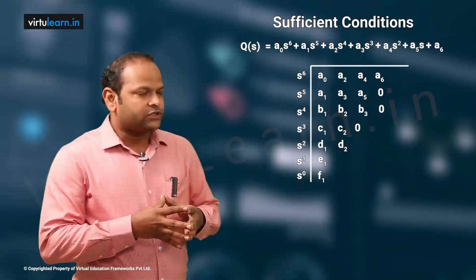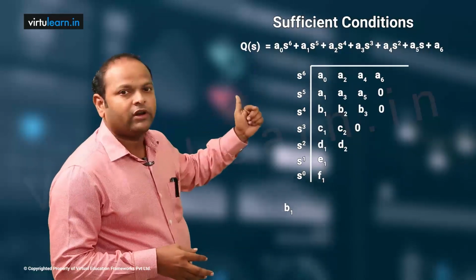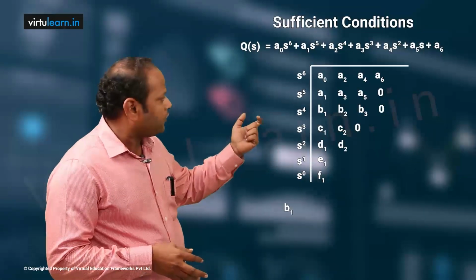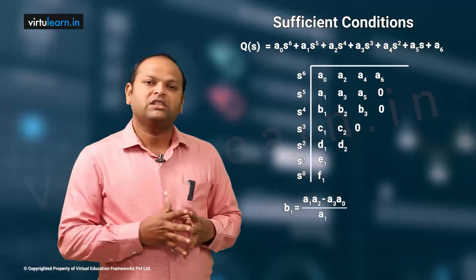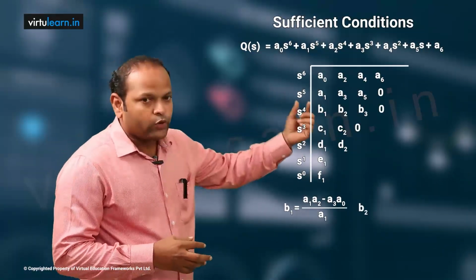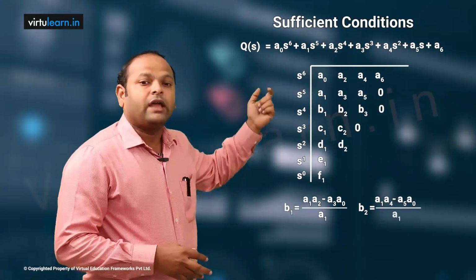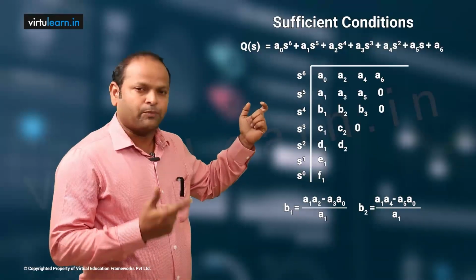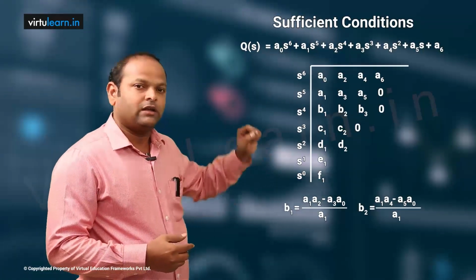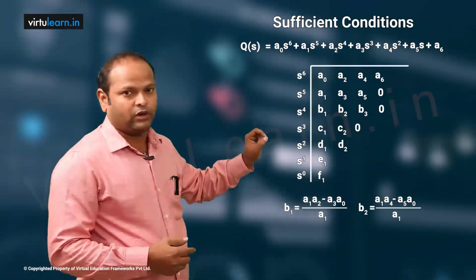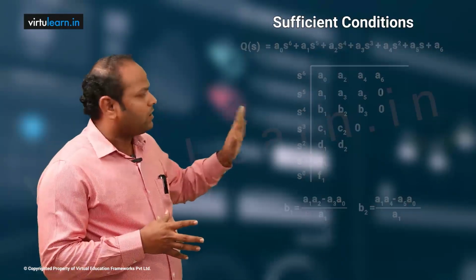In the calculations, the first one is B1. To calculate B1 we need 4 elements: A0, A1 and A2, A3. So B1 equals (A1 A2 minus A3 A0) by A1. For B2, we have (A1 A4 minus A5 A0) by again A1 only. Remember, the first element is important: you start with the first element and divide by the first element only. First element calculations are important in any Routh table or Routh array.